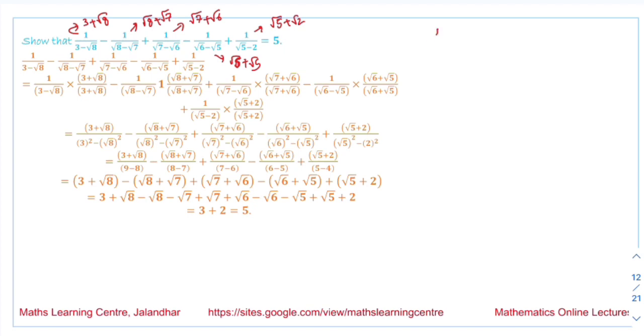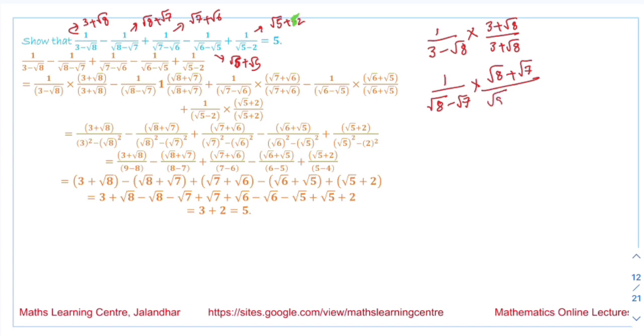You can start solving 1 over 3 minus root 8, into 3 plus root 8 over 3 plus square root of 8. Then second step, you can do 1 over square root of 8 minus square root of 7, times square root of 8 plus square root of 7 over square root of 8 plus square root of 7. This is the second step. Similarly, the third, fourth and fifth, you can solve these separately.